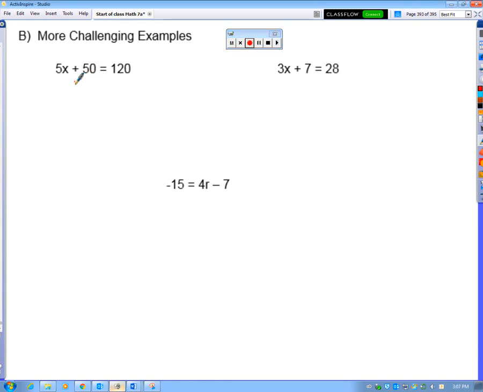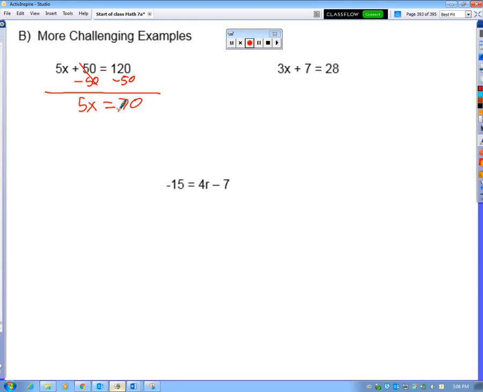I want to do the opposite. I want to take away 50 to get it to cancel. Do minus 50 over here on this side. Draw my line. Bring down what I have left. I have 5x over here. Drop down your equal sign. 120 minus 50 is going to get me 70.